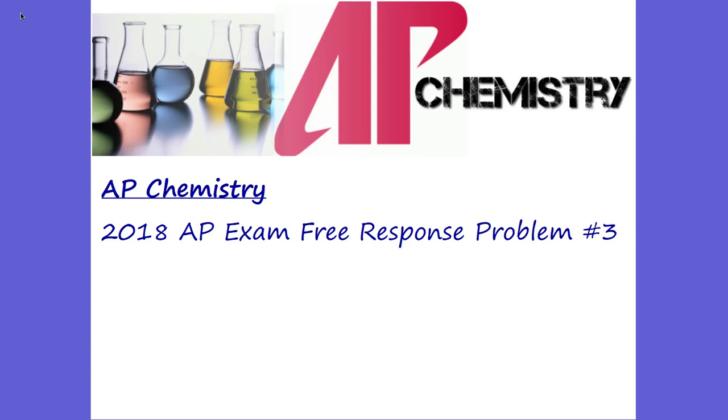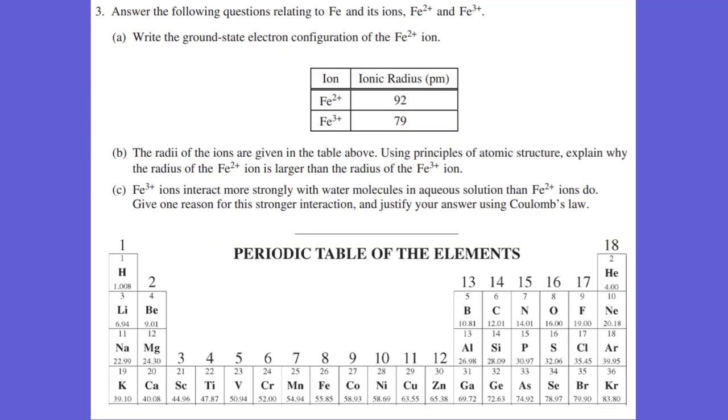And let's take a look at the AP exam, problem number 3. So here we go. Problem number 3 starts with two ions, Fe plus 2 and Fe plus 3, iron plus 2 and iron plus 3. The first thing they want me to do is find the ground state electron configuration of the Fe plus 2.